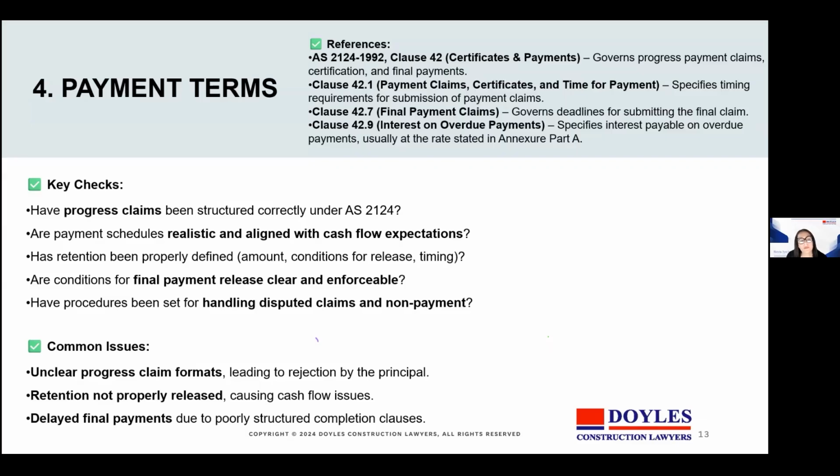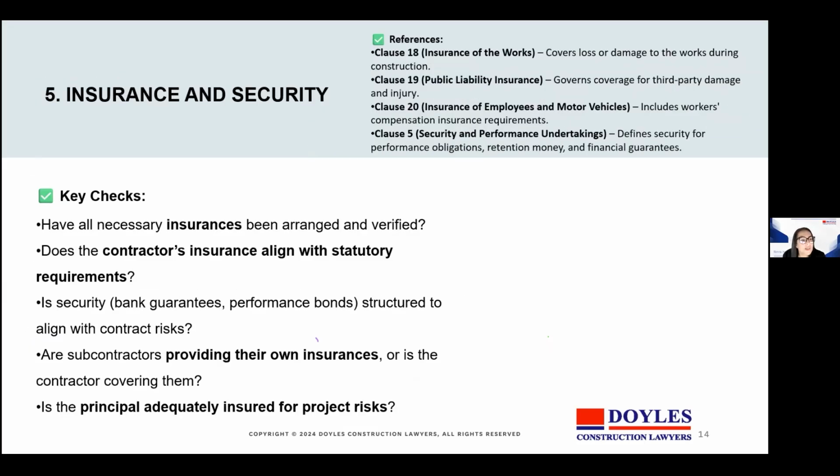And so what we say is cash flow disputes derail projects quickly, and progress claims must comply with stricter contractual requirements or they risk rejection and delay. Insurance and security. You've got to check. Have all necessary insurances been arranged and verified? Are subcontractors providing their own insurances, and is the principal adequately insured for the project risks? So insurance transfers risk only if it's current and adequate. Expired policies and misaligned security are reoccurring litigation failures.